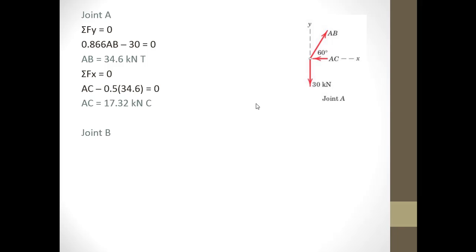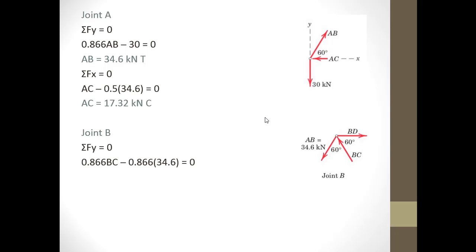And then I'm going to take joint B to find BD and BC. I'm going to take the Fy to find BC, and BC is equal to 34.6 kilonewton, and it's in compression. Then I'm going to take the Fx to find BD, and BD is equal to 34.6 kilonewton, and it's in tension.